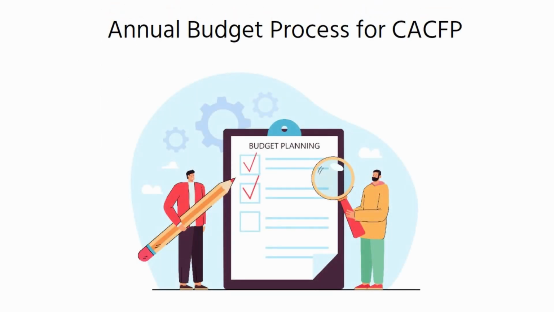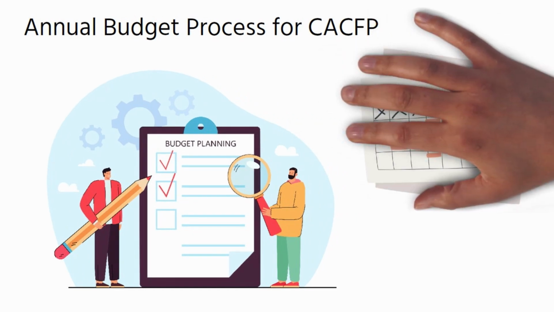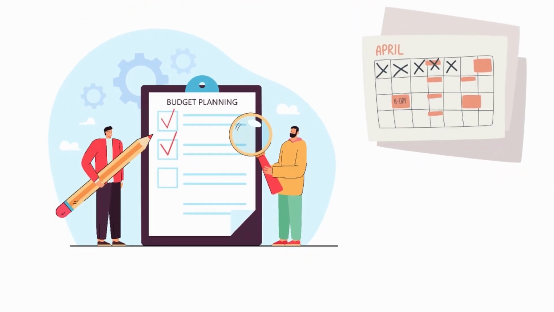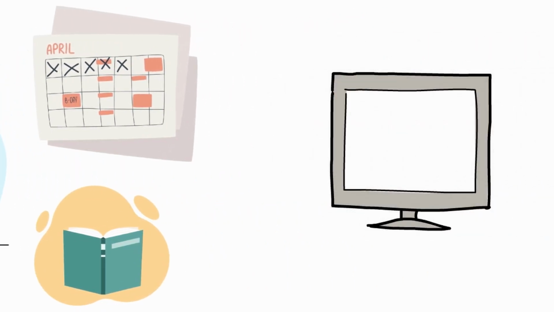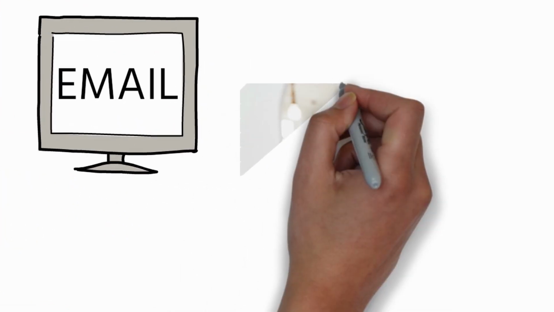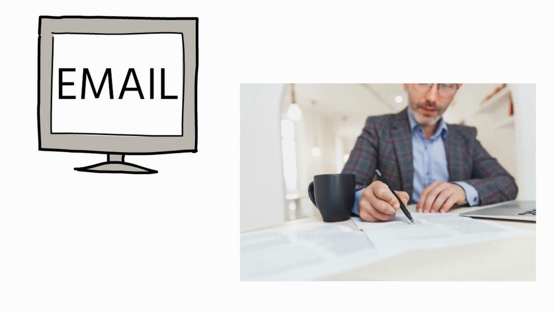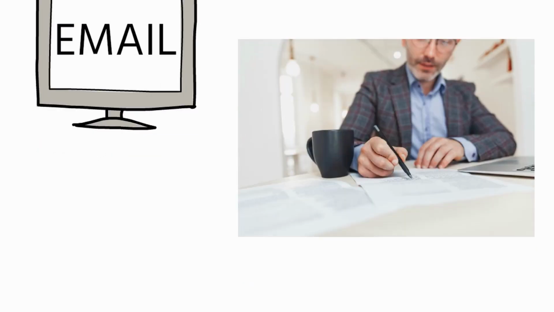Annual budget process for CACFP. The first step in the annual budget process begins in April. SDE will distribute the next fiscal year budget workbook to all program contacts and executive directors by the first week of April. The workbook is sent through the SDE broadcast email system, which limits who the workbook may be sent to in each institution. It's important to note if the program contact or executive director are not the individual in your institution to complete the workbook, to forward the workbook to the correct individual.